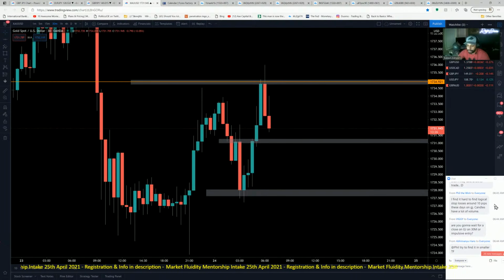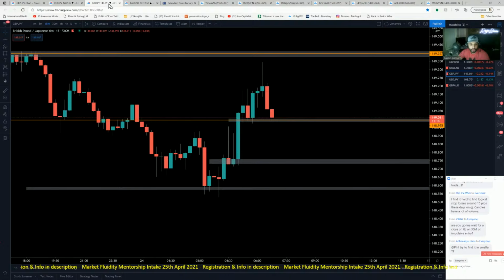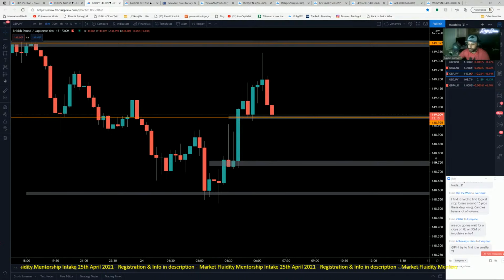I find it hard to find logical stop losses around 10 pips these days on GJ. Candles have a lot of volume. Yeah, that's true. When candles have a lot of volume, your stop loss is not going to be 10 pips, it's going to be 15 pips, 14 pips. If the stop is bigger, then the take profit is proportional to that. If you think your big stop carries bigger risk on your trade, then you might want to lower your lot size at that point.